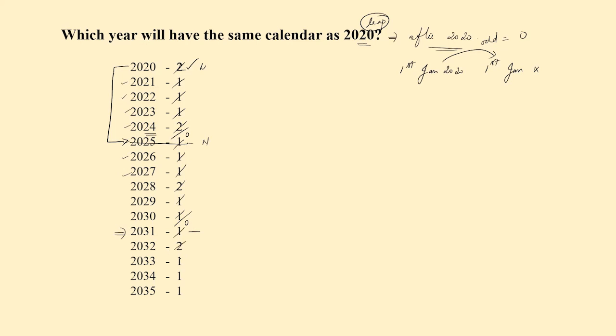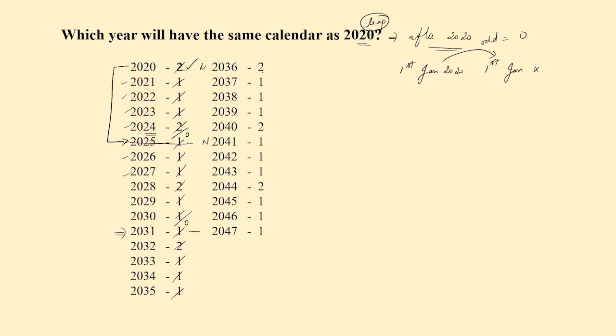1, 2, 3, 4, 5, 6, okay. And then 7, 8, which means 1 odd day. 1, 2, 3, 4, 5, 6 and 7. So by the end of 2041 again I get 0 odd days. That means 2020 and 2042 again should have the same starting. But unfortunately again 2042 is going to be a normal year. But this was a leap year, so calendar cannot repeat.